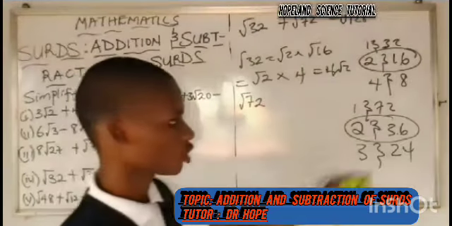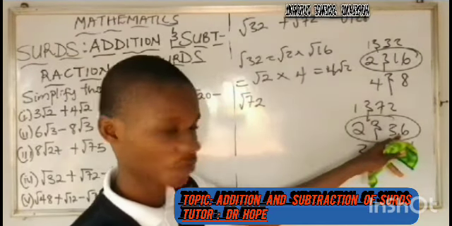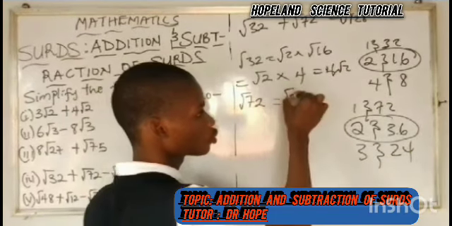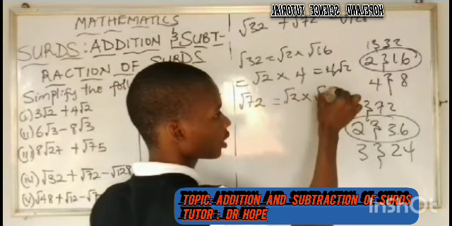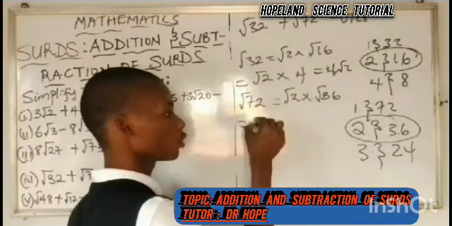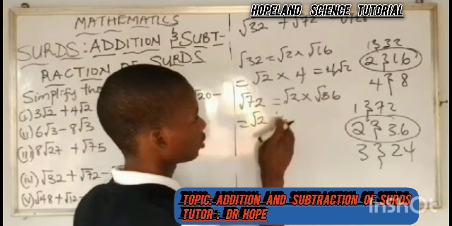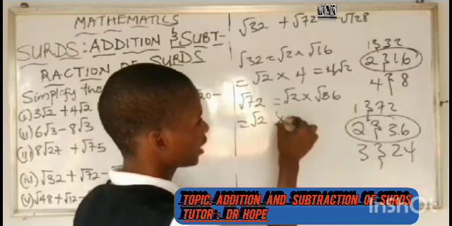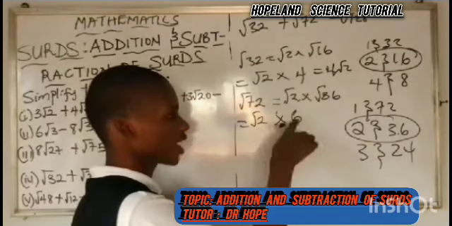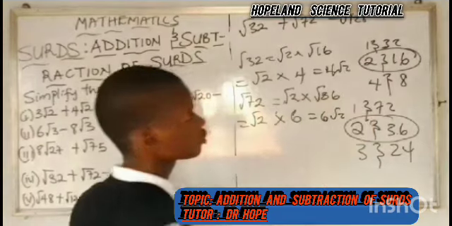Are you together? You agree with me that we have 2 an imperfect square and 36 a perfect square. So we can further expand root 72 to be root 2 times what? Root 36. Are we together? Root 2 is an imperfect square, so we maintain it, times root 36, which is 6. So root 2 times 6 is 6 root 2.